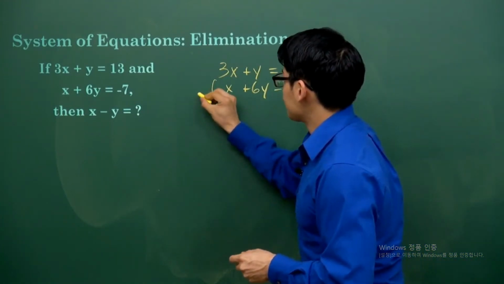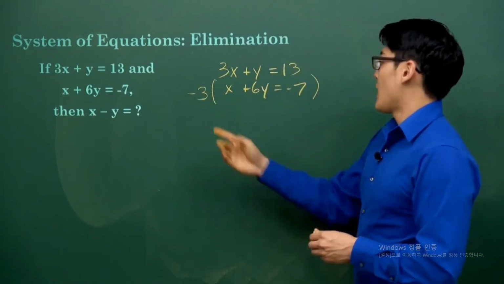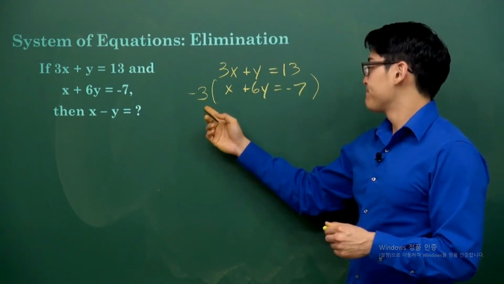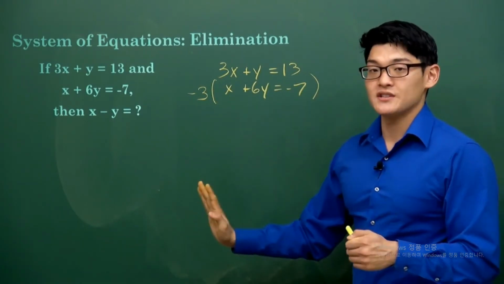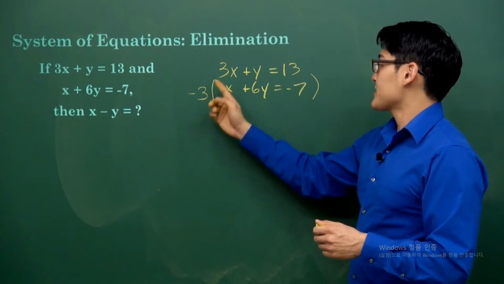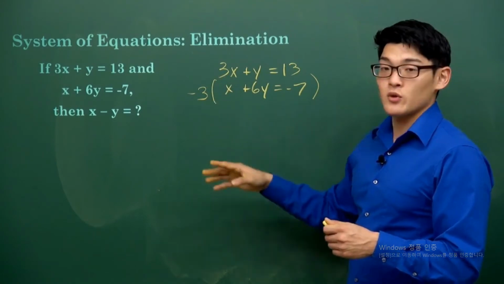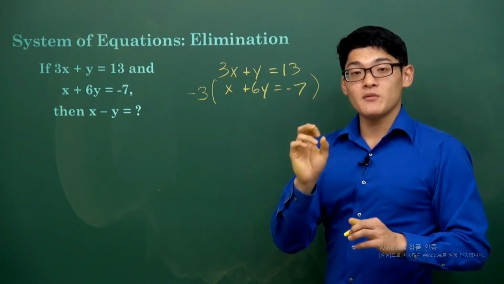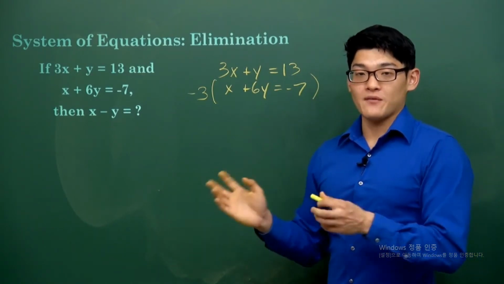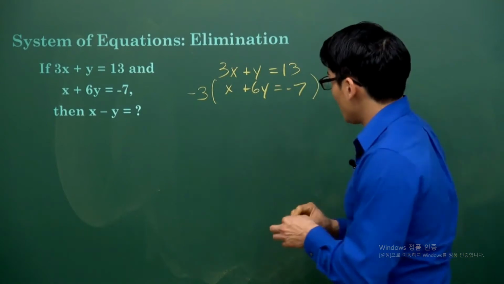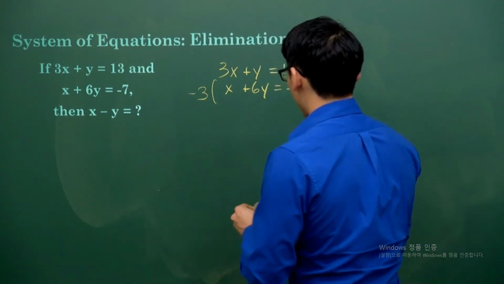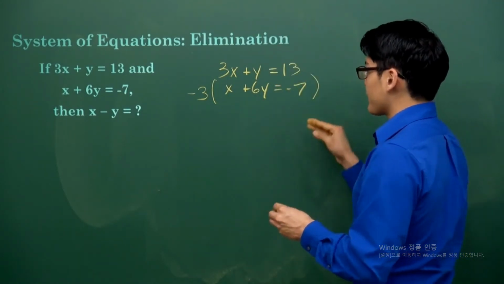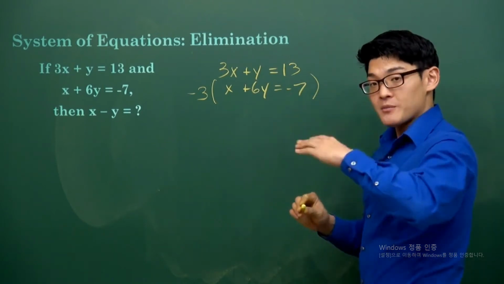And I'm going to try and cancel out x. So I'm going to multiply negative 3 through the entire equation so that I can cancel out the x. So 3x plus negative 3x will cancel out. And we can have only one variable remaining so we can solve for that one variable. Okay, so I'm going to go ahead and multiply negative 3 through the entire bottom equation.